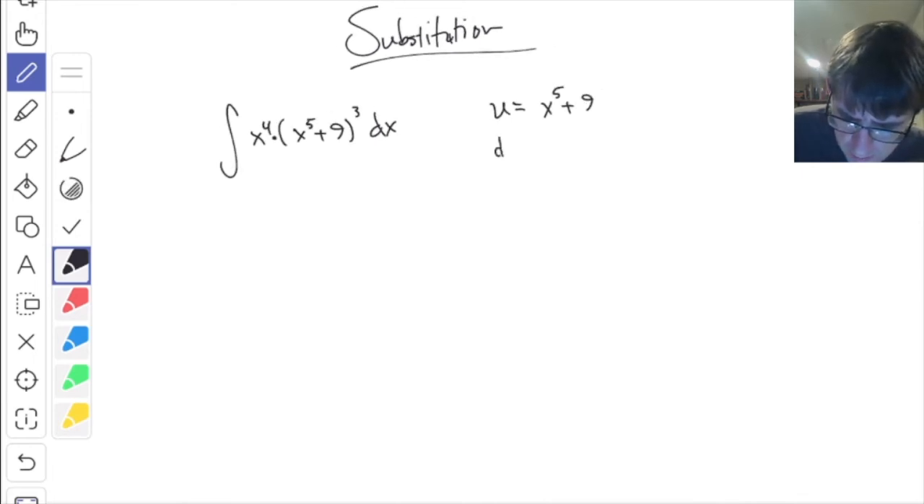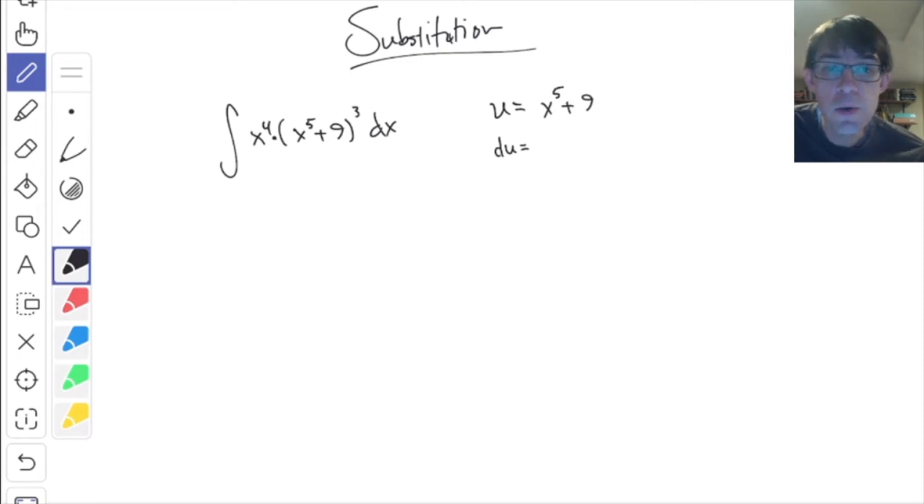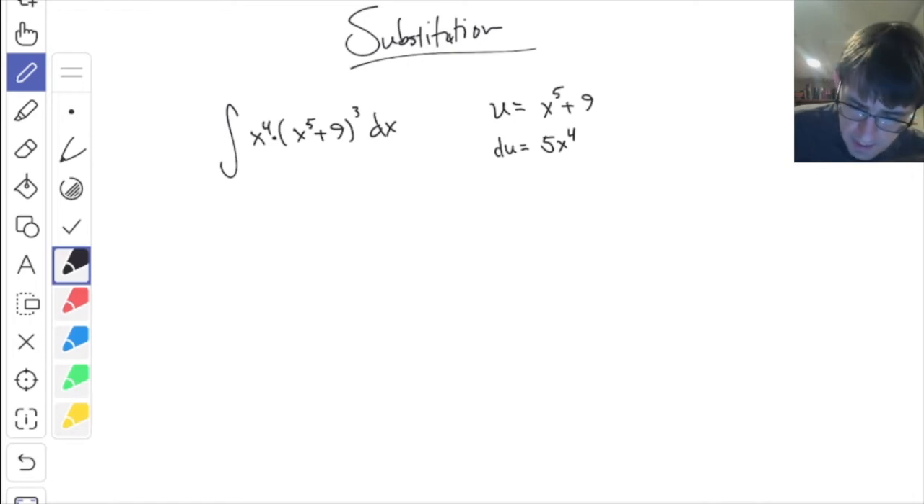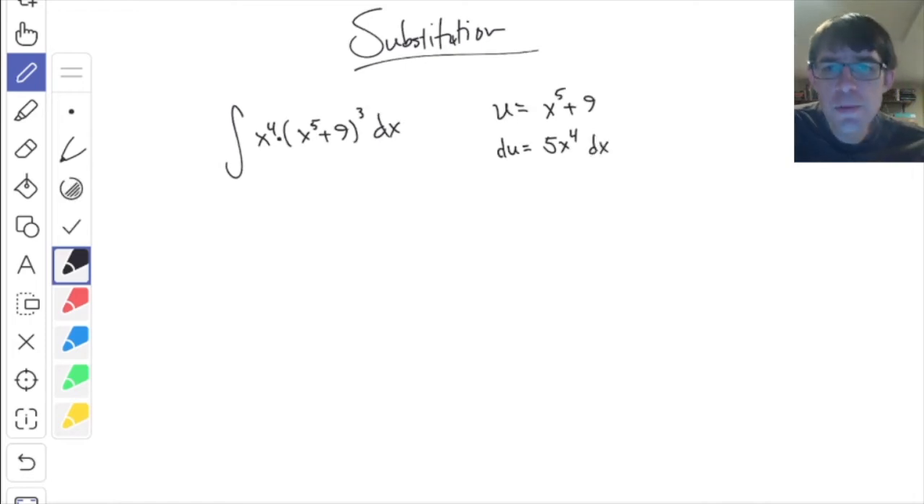And then the next step is to compute the du. You don't have to pick the du out of nowhere. You actually calculate the du by taking the derivative of u. Don't get confused about what you're doing. To find the du, you take the derivative, not the antiderivative, even though this is an antiderivative problem overall. Take the derivative. The derivative of x to the 5th is 5x to the 4. The 9 goes away when I take the derivative because it's a constant. And then you always include dx as part of the du.